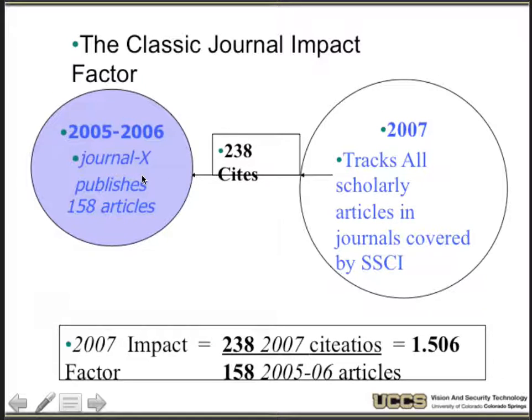So if some journal X in the years 2005 to 2006 published 158 articles, and in 2007 there were 238 citations to that work, which is done by people who read through all the other journals and figure out how many articles cite other articles, then the impact factor would be 1.5. That is, there's about 1.5 citations per paper that were published. And generally, this is the sort of model of two-year trailing window for what are those impact factors.